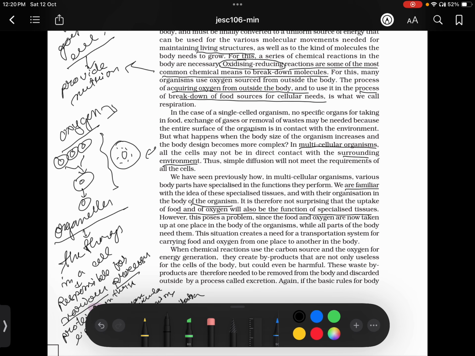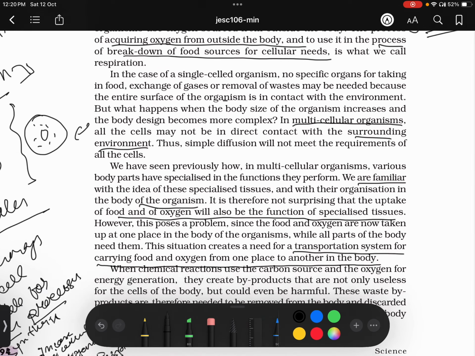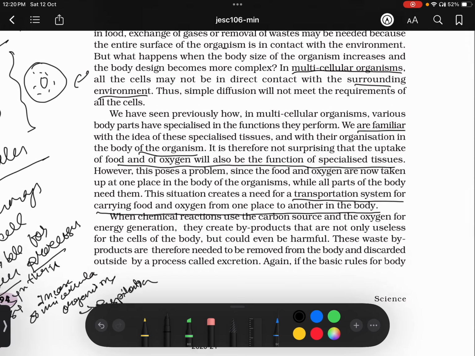The situation creates a need for a transportation system for carrying food and oxygen from one place to another in the body. Now, I have already told that we take food as a source for nutrition. This food needs to be broken down into smaller particles, and this food has to go to some place where it can be broken down. For that, it needs transportation. That is called transportation. From this paragraph, they have said only this, the transportation.